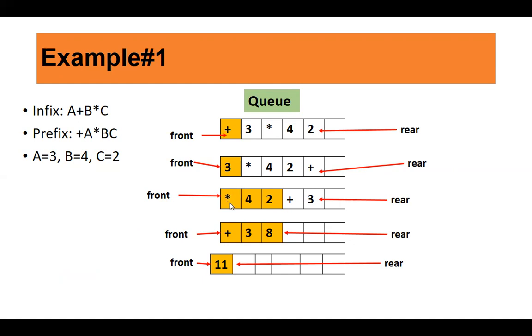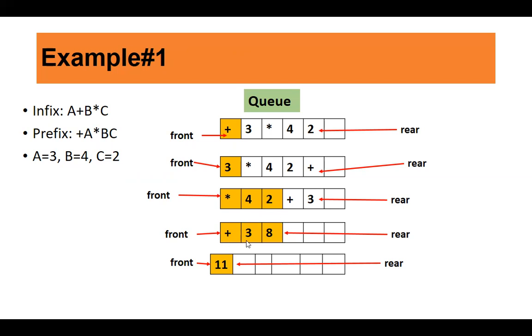Now star is an operator followed by two operands. Whenever an operator is followed by two operands, you delete the operator, delete operand 1, delete operand 2, and carry out the operation. The operation is multiplication. So all these three are deleted. Now front is pointing at plus, and the operation result, that is 4 into 2, 8, is inserted at the rear.